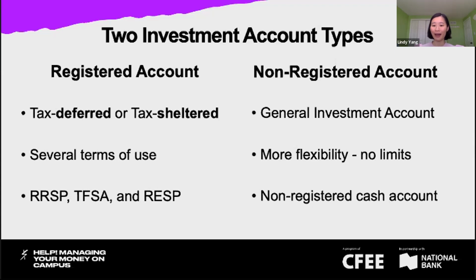A general rule of thumb is that if your annual taxable income is less than $50,000 per year, a TFSA makes a lot of sense. But it might not make as much sense to contribute to an RRSP. And a non-registered account might make more sense once you have fully contributed to your TFSA.